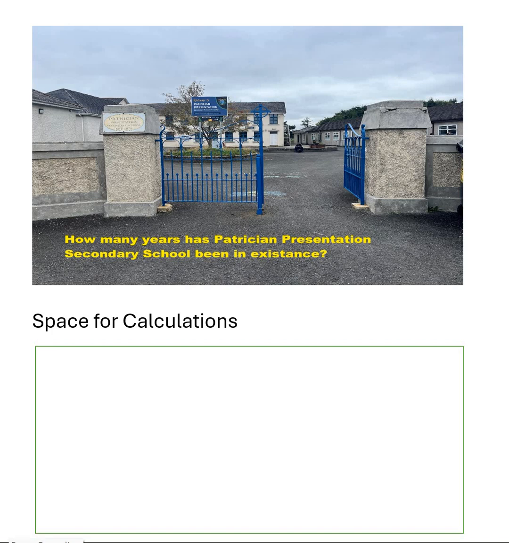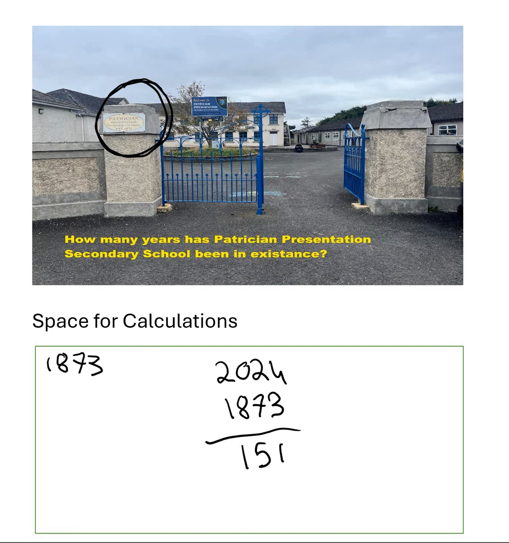So question 1 on the maths trail starts off in our school, Patrician Presentation Secondary School, and it asks you, how many years has Patrician Presentation Secondary School been in existence? Well, it asks you to look at this pier here, and there's a date when the school was established, and it was 1873. And if we take the year now, it's 2024, and we take 1873 from that, we will get 151. So Patrician Presentation, as of the year 2024, is established 151 years.